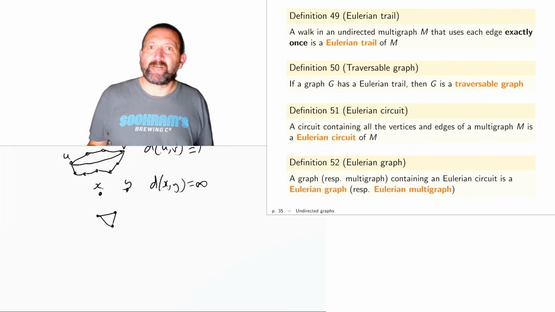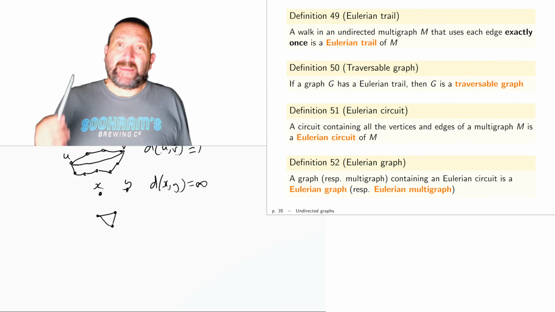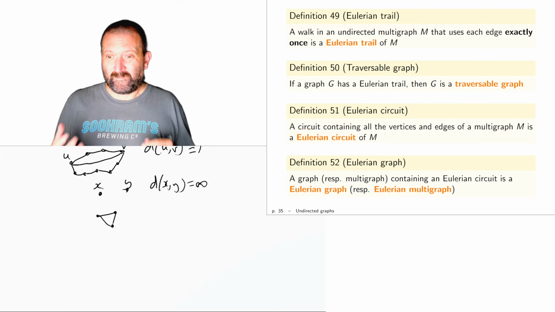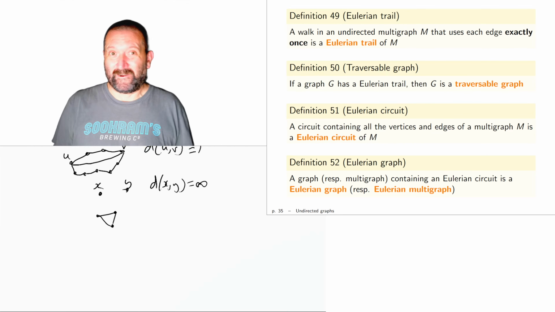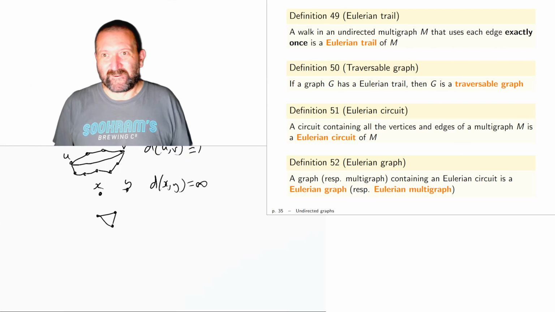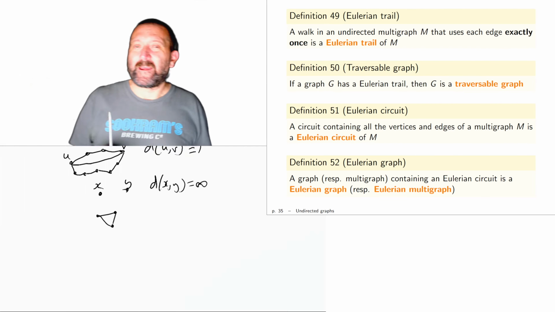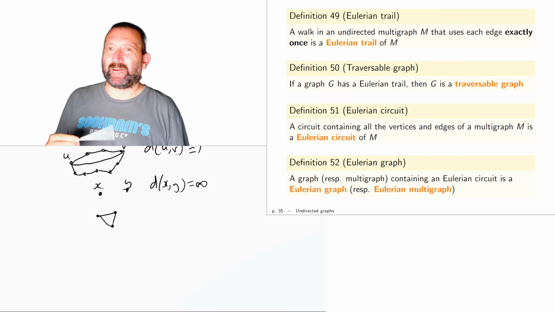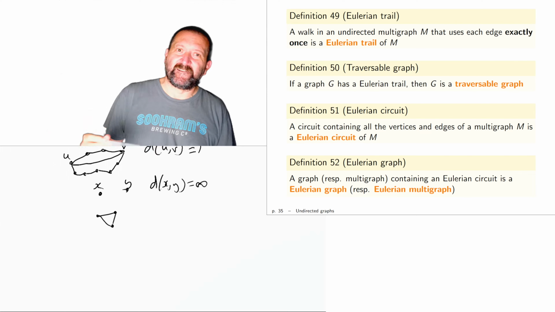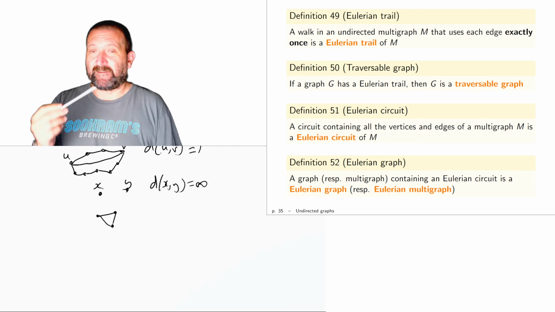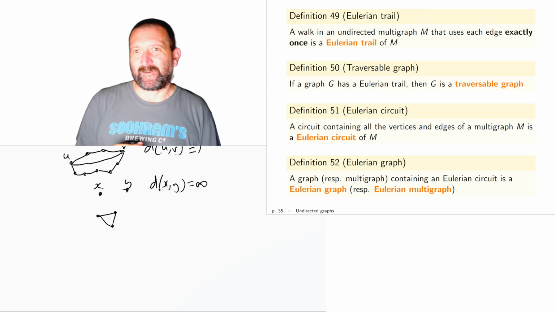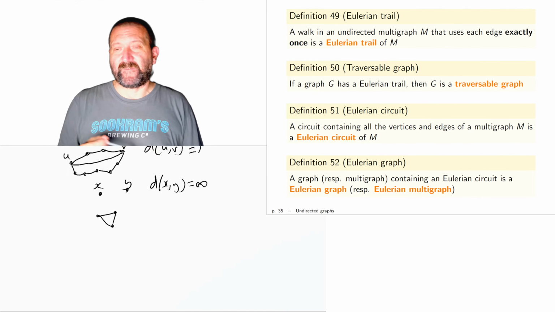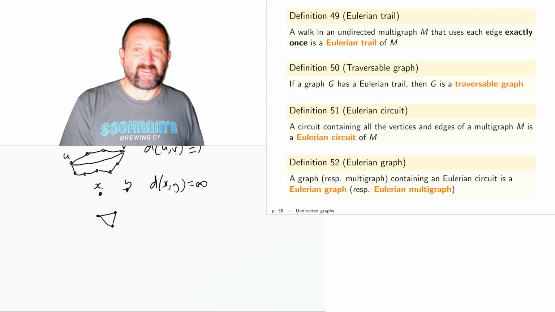Then we call Eulerian trail in a multi-digraph. Multi here is an important characteristic because we do want to think about the bridges of Königsberg. An Eulerian trail is one walk that uses each edge only once, and this is exactly what we want in the bridges of Königsberg problem. If there is an Eulerian trail in the graph you're considering, then you say that the graph is traversable.